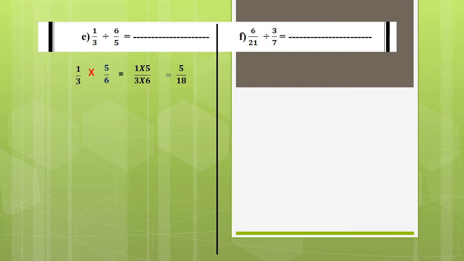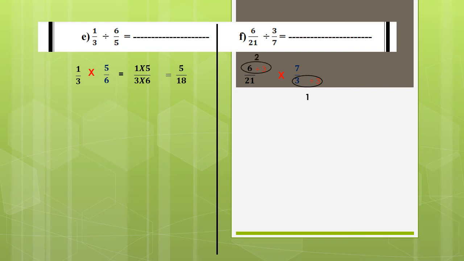6 over 21 divided by 3 over 7. 6 over 21 times 7 over 3. 6 and 3 are together in table 3. Divide by 3 up, divide by 3 down. 3 divided by 3, which is 1. 6 divided by 3, which is 2.